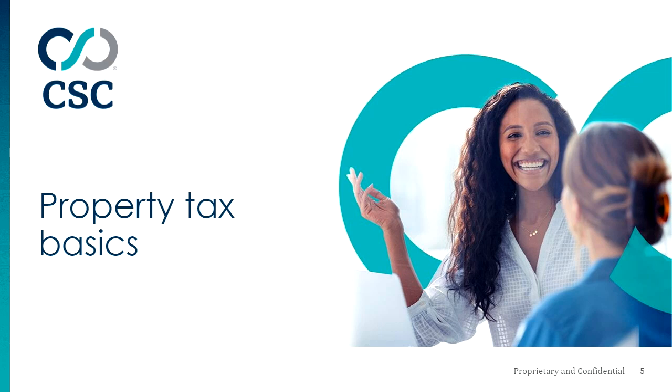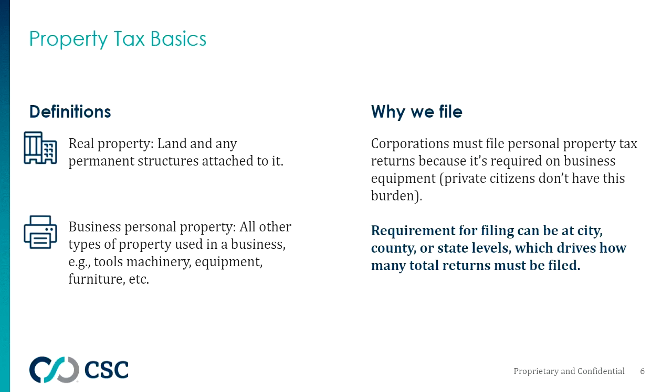First on our agenda is property tax basics. So starting with property tax basics, there are two types of property tax, real property and personal property. Real property is the land and buildings that you pay tax on each year, while personal property is the stuff that you own, like the desks, chairs, computers, etc.